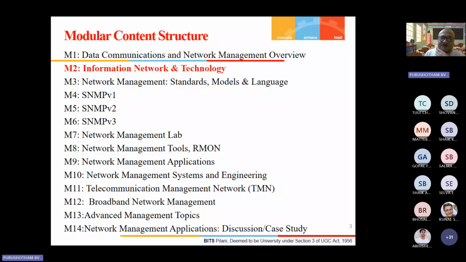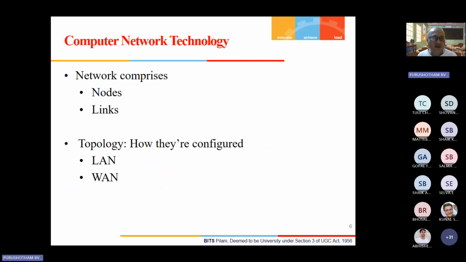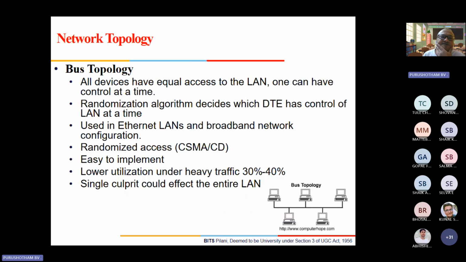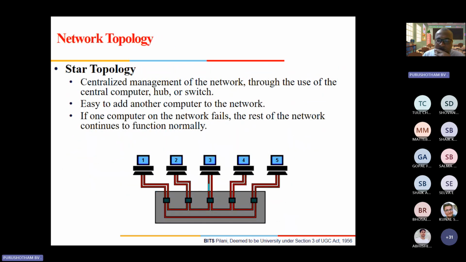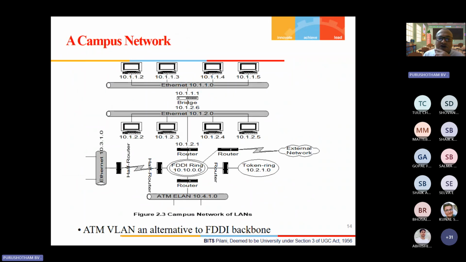I think in the last class, we were discussing the information network and the technology related things. So basically what we did is that we looked at various topologies, what the network consists of and types of LANs, like star topology, bus topology, ring topology, etc. Some hybrid models. Then we looked at the campus network, which consists of the FDDI ring, which is nothing but multiple LANs interconnected with the help of this FDDI ring.